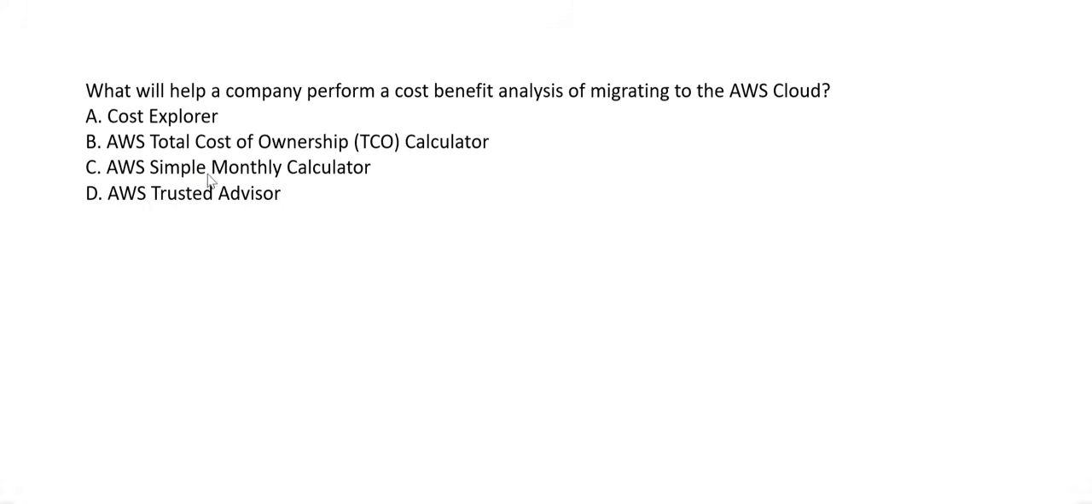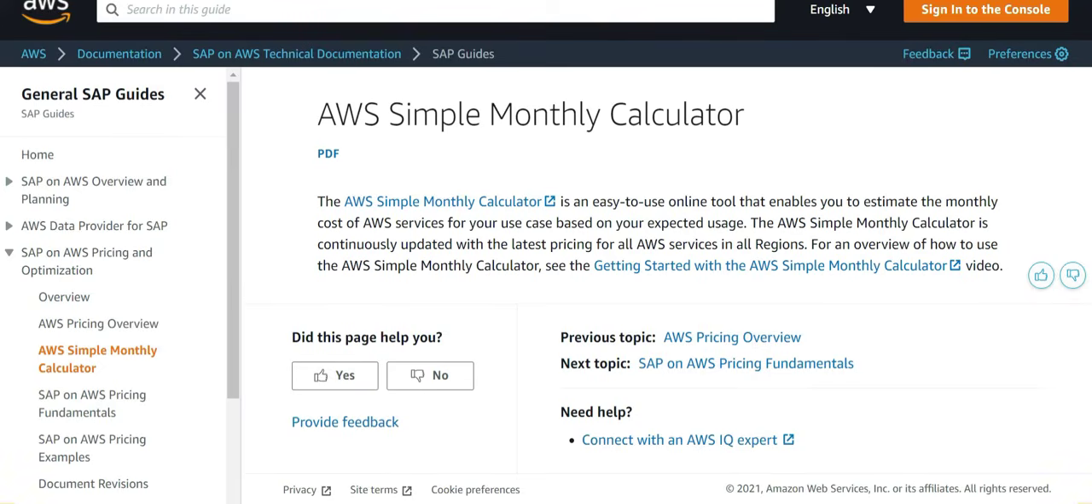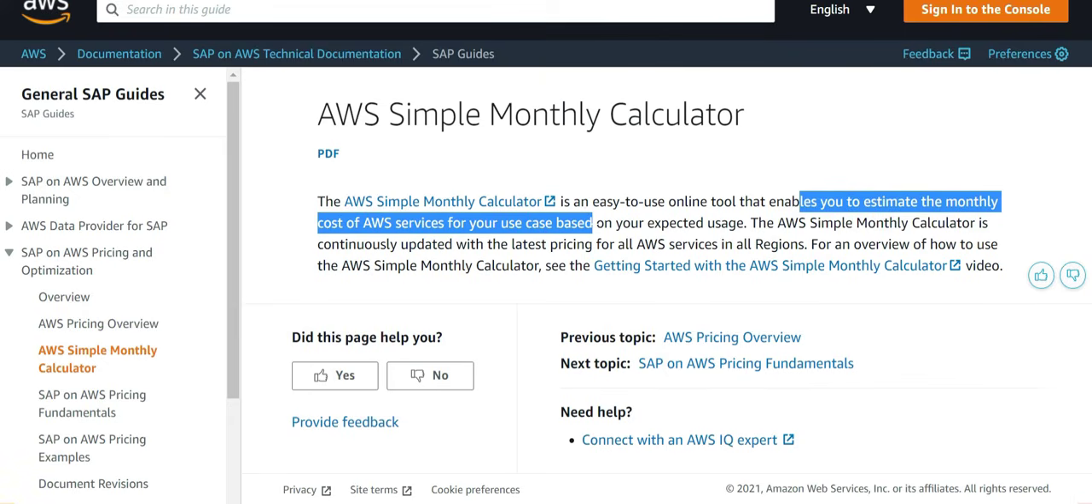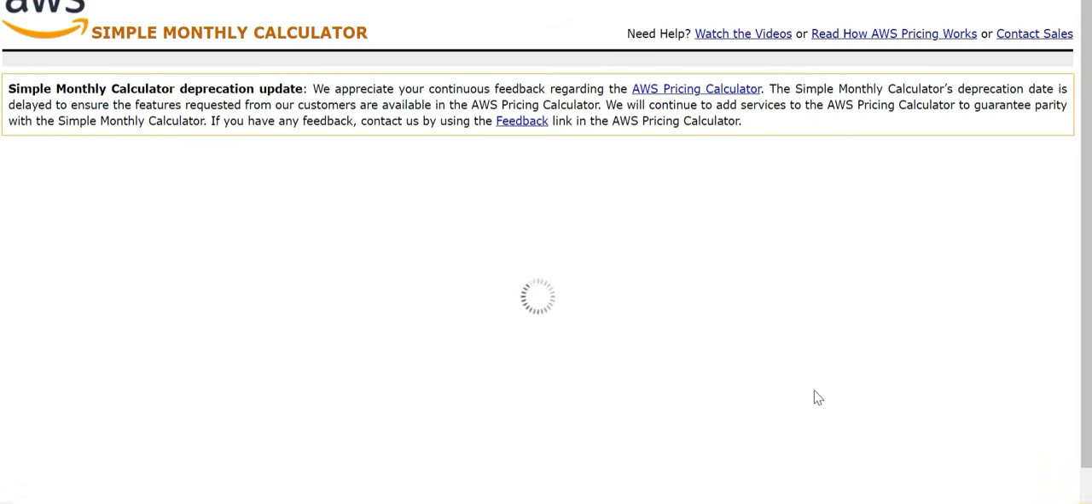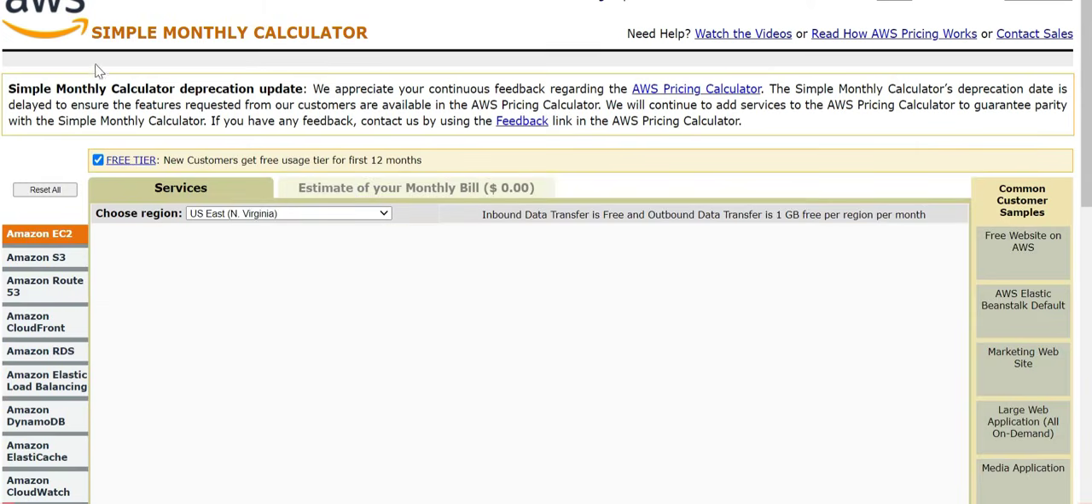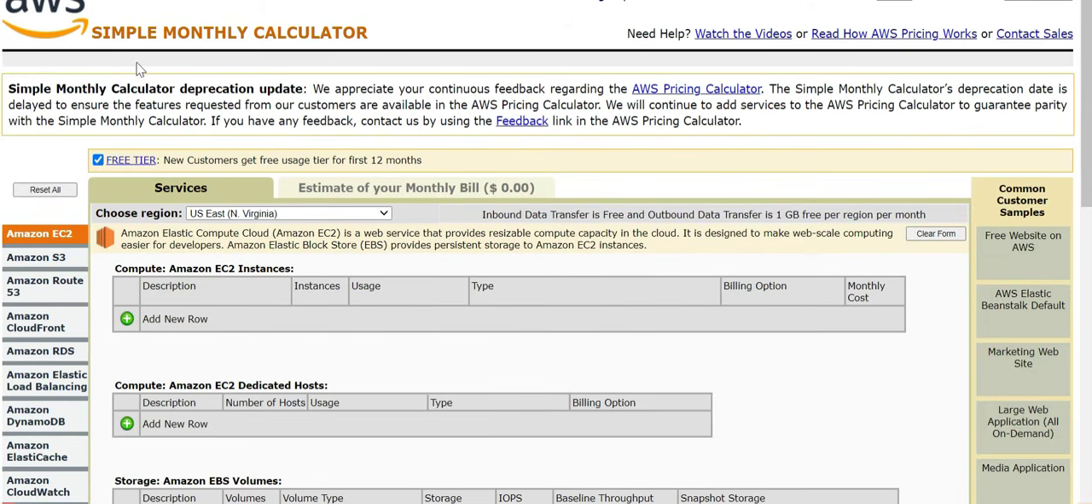C says simple monthly calculator. Now, this calculator is an easy to use online tool. It enables you to estimate the monthly cost of AWS services for your use case based on your expected usage. This is for when you are already on cloud, you want to use some more services and you are just looking at how much will be my monthly cost.